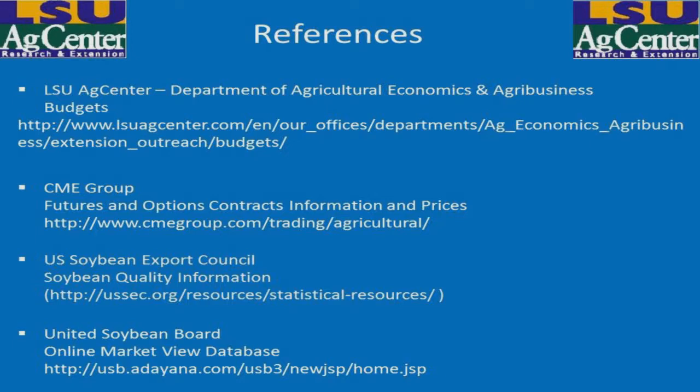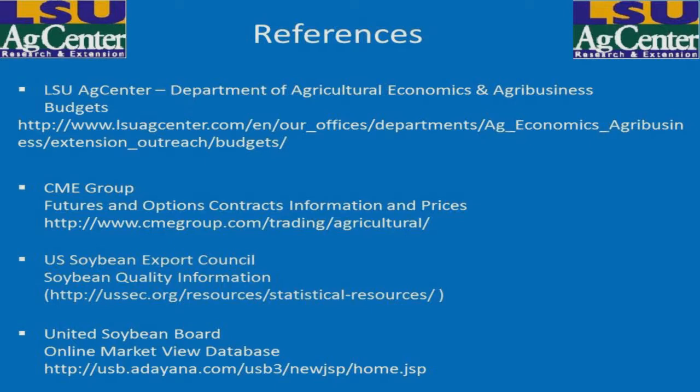If you want to keep up with futures prices and options prices, the CME Group, Chicago Mercantile Exchange Group, is where that information is available for free. You can click on that. That'll get you to the agricultural products section, and then you can scroll through it and find soybeans. Click on that, and it will give you delayed quotes of what soybean futures prices are trading at for that particular day.